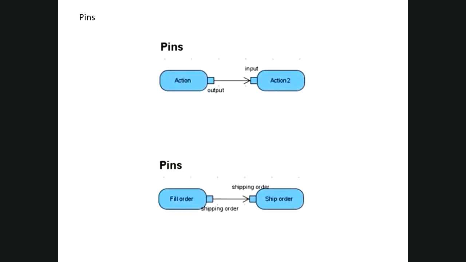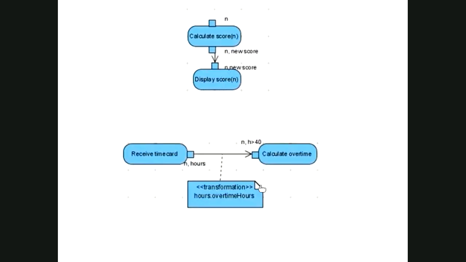Then we have seen pins. What are pins? If you want to transfer data from one activity to another, you will use pins. Output pin will transfer the data, input pin will receive the data. If the data are the same, meaning whatever you are outputting is the same as the input, then you don't have to do anything else. But if you transfer something as the output, but that whole thing is not taken as an input by the other activity, that data is modified a little bit, then you will show that with the help of this transformation stereotype. In a normal note, you will write transformation. And what is transformed? Hours are transformed as overtime hours, or whatever you want to write in it.